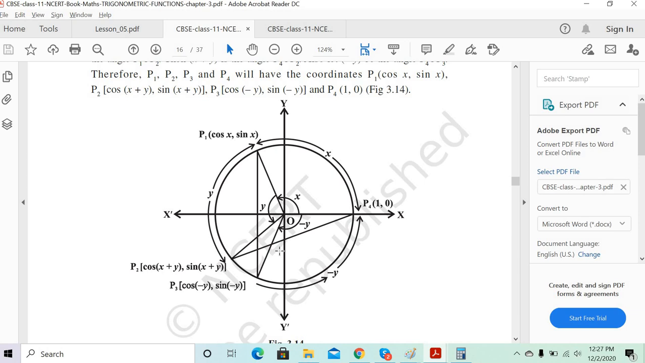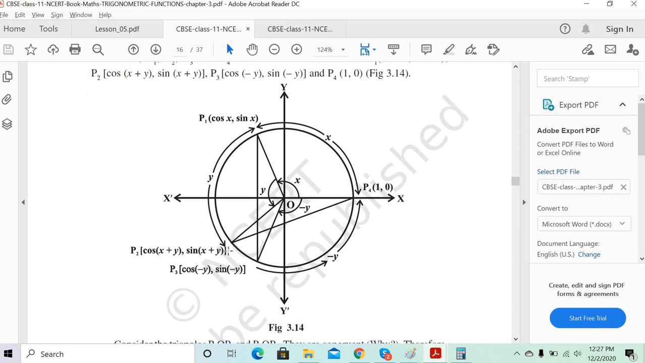Now OP is doing the revolution. It goes to the place called OP1. Then from P1 it goes to P2, and from P2 it moves to P3. Is it okay? As per the unit circle, we know the coordinates. The P4 coordinate is (1, 0). Whatever the angle x will be, cos of that angle is the x coordinate and sine of that angle will be the y coordinate. Correct, no? So P1 is (cos x, sin x).